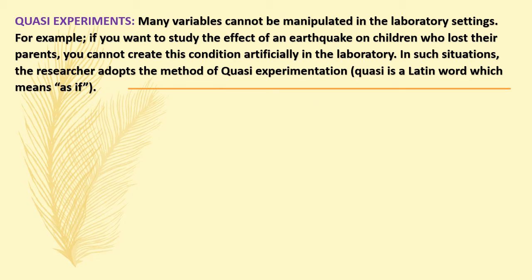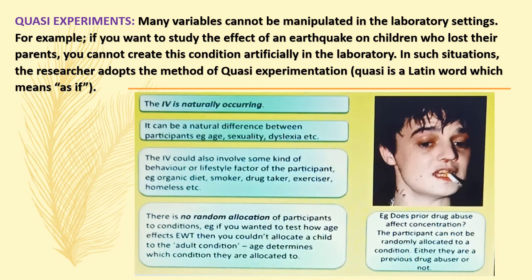Next, we have quasi-experiments. Many variables cannot be manipulated in laboratory settings. For example, if you want to study the effect of an earthquake on children who lost their parents, you cannot create this condition artificially in the laboratory. Is it possible to create an artificial earthquake? No, it is not possible. So in such situations, the researcher adopts the method of quasi-experimentation. Quasi is a Latin word which means as if. So one has to imagine that as if something is naturally occurring in quasi experiments.